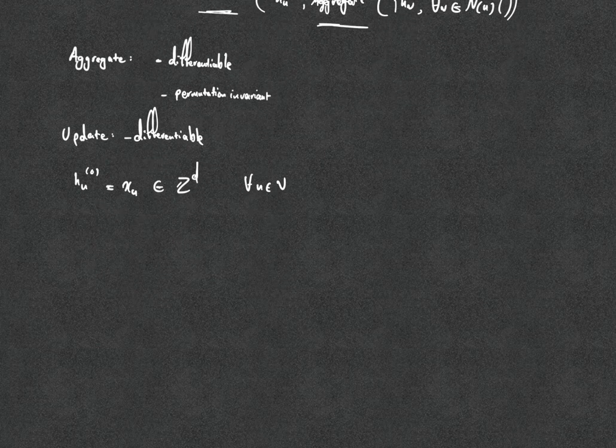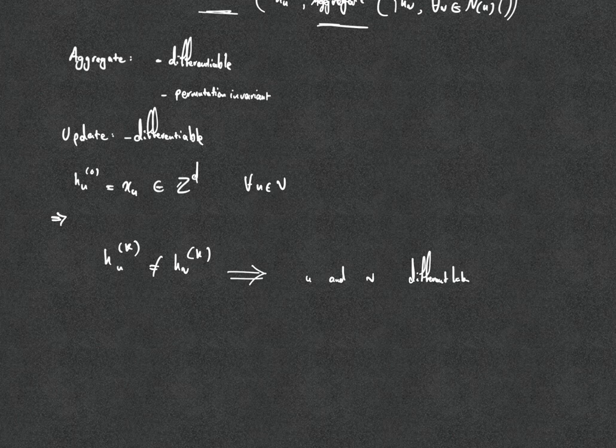Now with all of these assumptions, h_u of iteration k is not equal to h_v of iteration k only if u and v have different labels after k iterations of this algorithm. And by this I mean the WL isomorphism test. Now the important implication of this theorem is that graph neural networks are not more powerful than the WL algorithm when you use discrete information as node features.